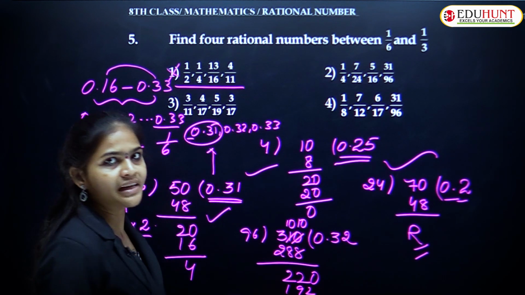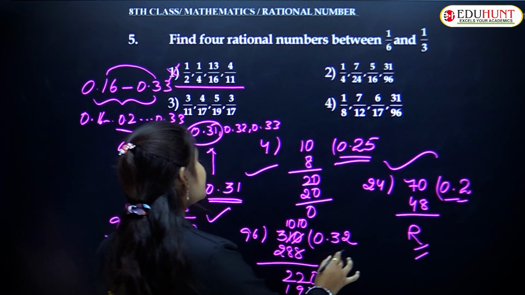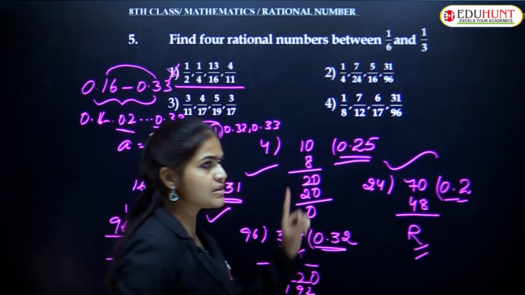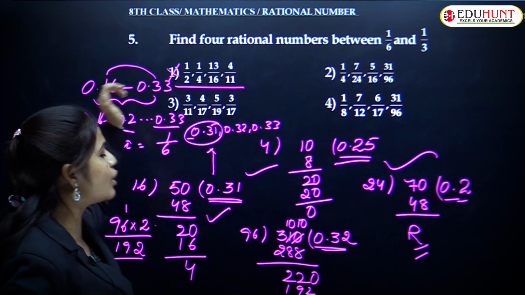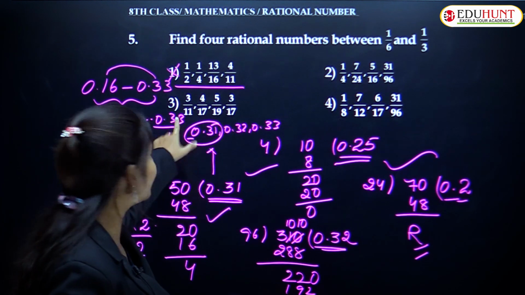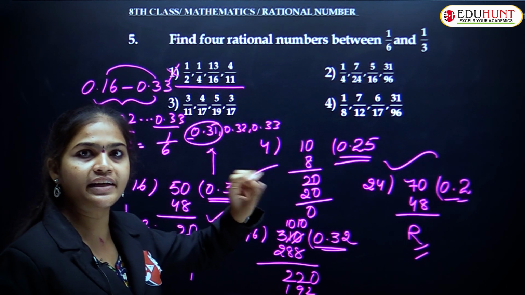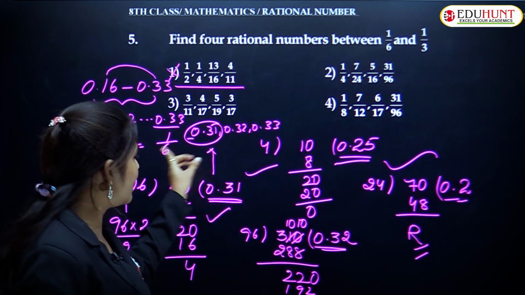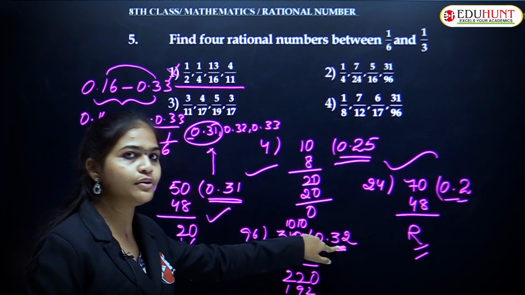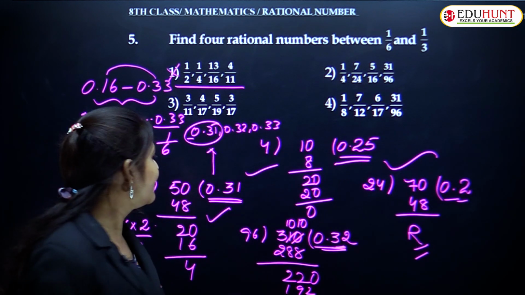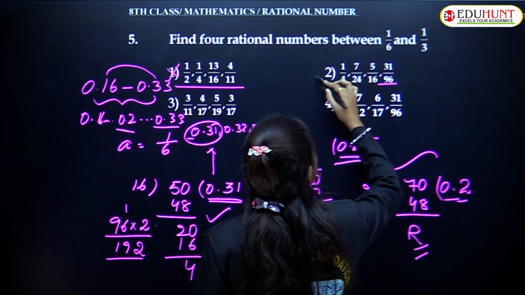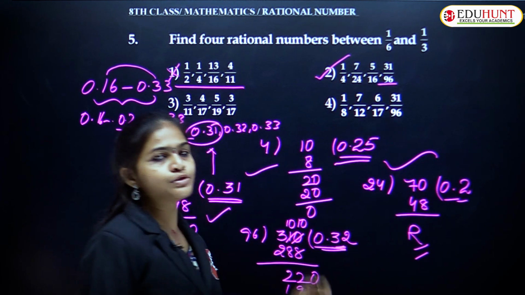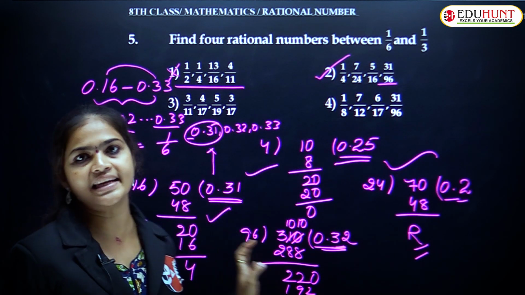So whatever the remainder may be, just check here, 0.32 is there. So 0.32 means that lies in between 0.16 and 0.33. Here we have 0.31, 0.32 and 0.33. So in between here 0.32 is there, no? So that is also satisfying here. So which number is also satisfying? 31 by 96. So all these numbers are satisfying. So that's why here option 2 is the correct answer.